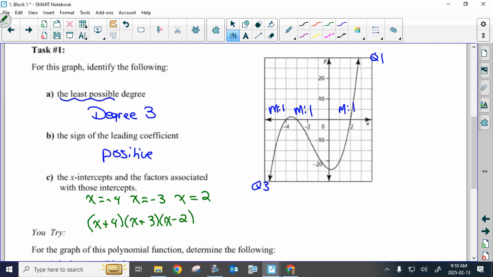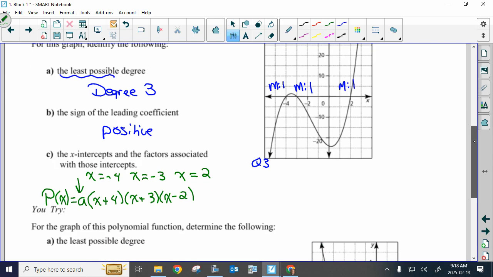This is not my function though, okay, because there's always going to be a potential stretch factor, like a vertical stretch by a factor of a. That's always going to be part of our polynomial function. So all I want right now is just the linear factors. Now listen to the language I'm using, linear factor, which means it's just a degree 1 factor. That's it. So don't let the word linear factor fluster you.